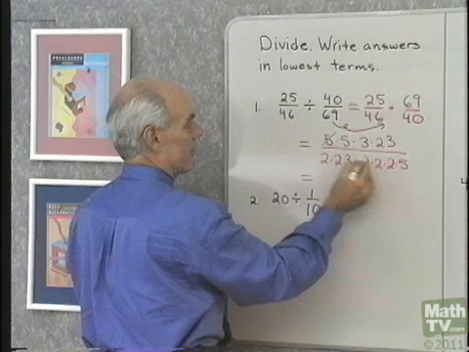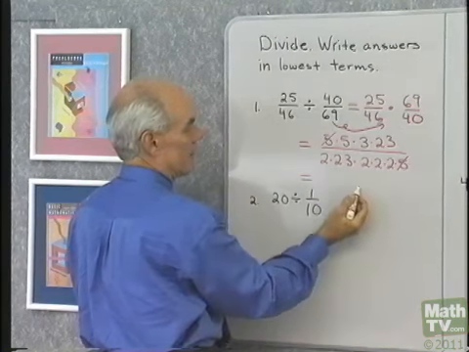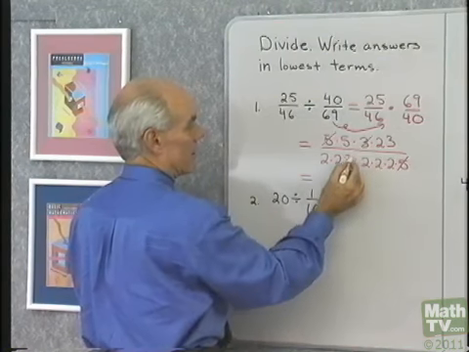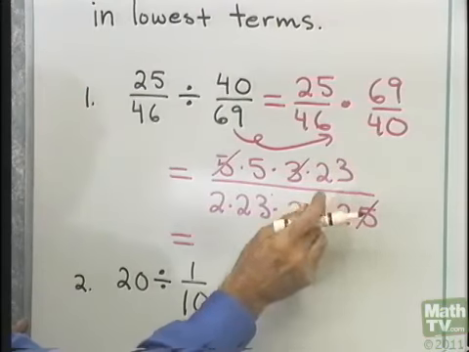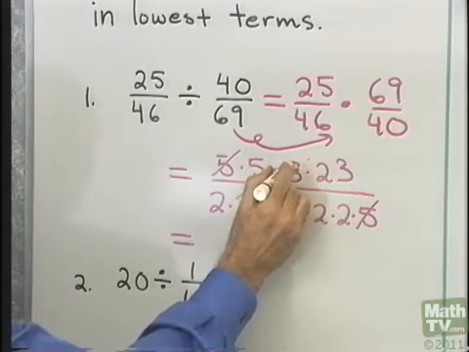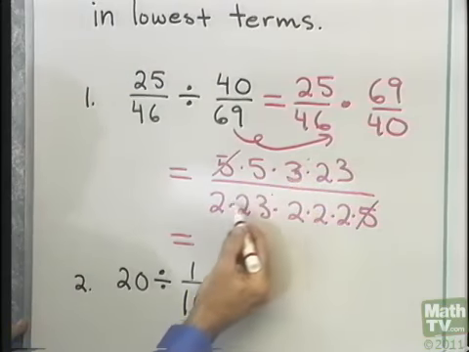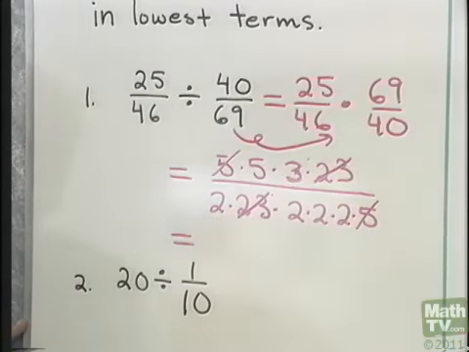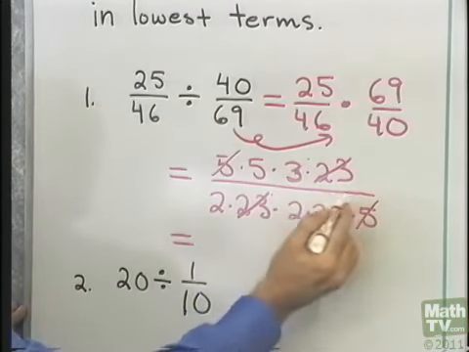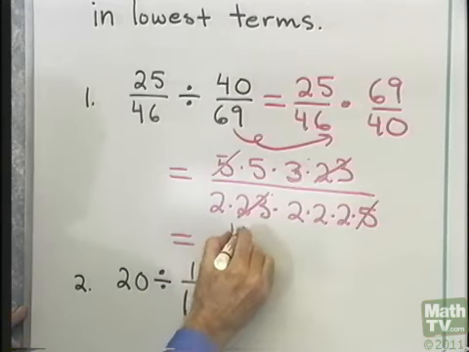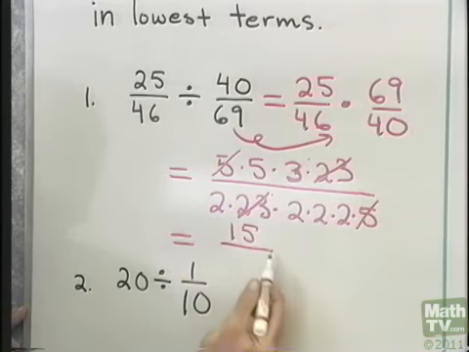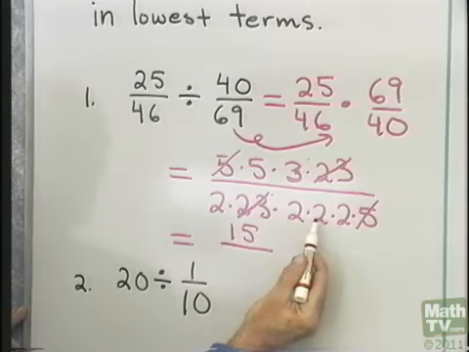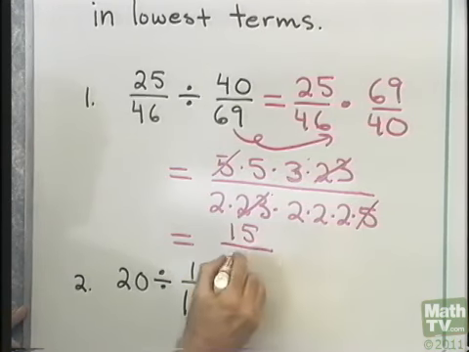Now I'll divide out common factors, divide out the 5s. I have a 3 right here and no other 3's in the denominator. Now I have a 23 here and a 23 here. So now what's left in the numerator is 5 times 3, which is 15. What's left in the denominator is 2 times 2, which is 4, times 2 is 8, times 2 is 16.